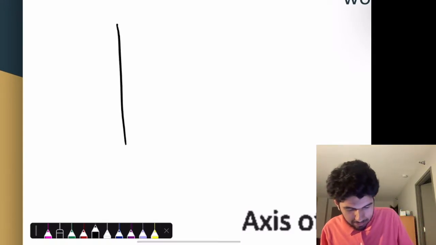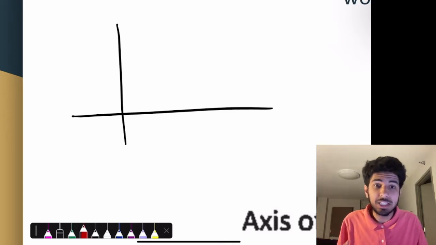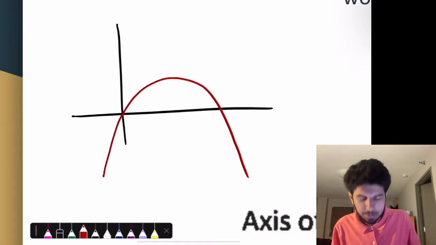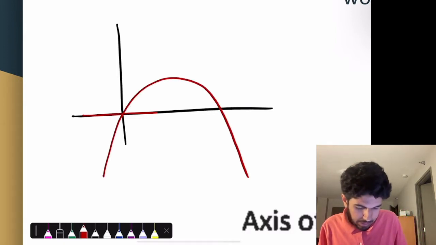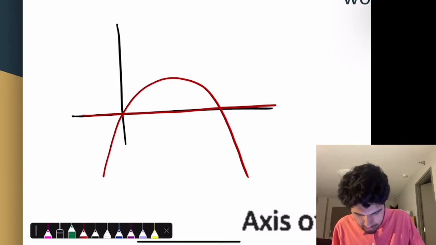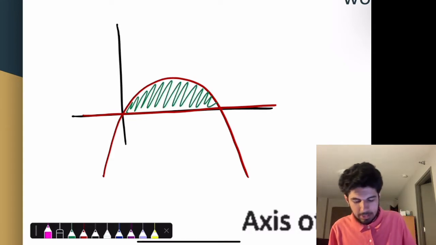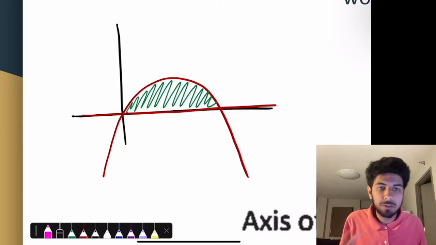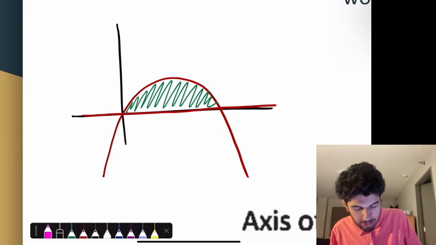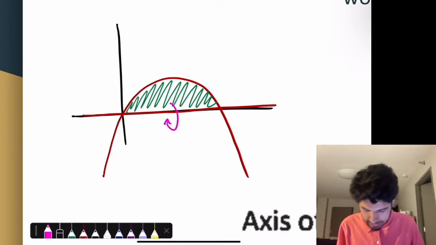Suppose we have these axes here, and some sort of area that's bounded by some curves. Maybe we have a parabola here, and another line here. The area bounded between them is this green area. With the disk method, if we were asked to compute the volume of the figure that results from revolving this green region about the x-axis, we could do so.